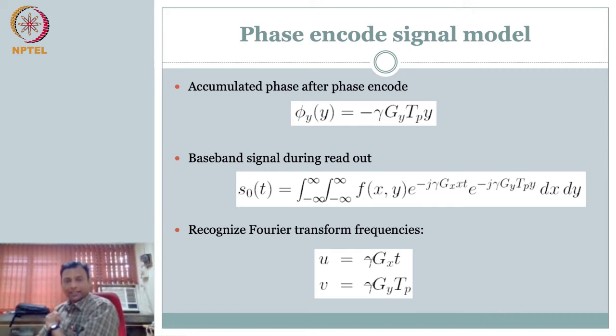If you have to recognize this, you'll quickly recognize this is also a Fourier transform if you make the appropriate variable identification. So your u is gamma Gx t as before, your v is gamma Gy tp, right? So essentially what you have recorded is Fourier transform data corresponding to the frequency u comma v, along the direction that was shown in the previous slide.